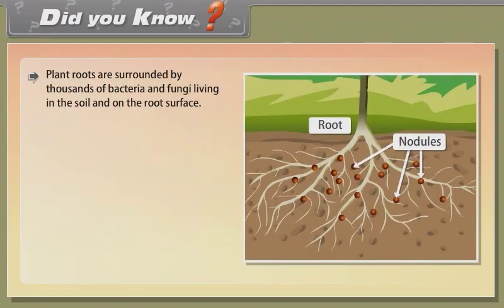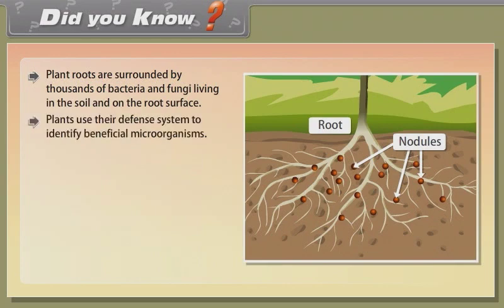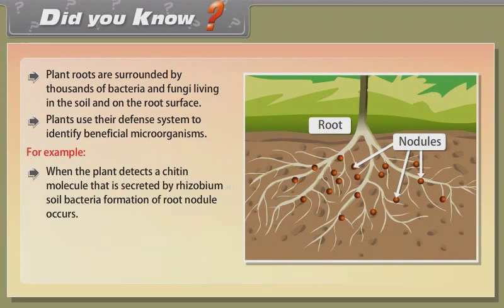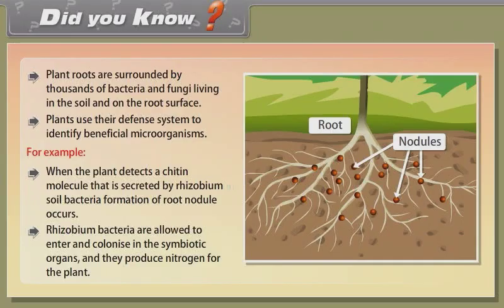Did you know? Plant roots are surrounded by thousands of bacteria and fungi living in the soil and on the root surface. Plants use their defense system to identify beneficial microorganisms. For example, when the plant detects a chitin molecule that is secreted by Rhizobium, a soil bacterium, formation of root nodule occurs. Rhizobium bacteria are allowed to enter and colonize in the symbiotic organs and they produce nitrogen for the plant.